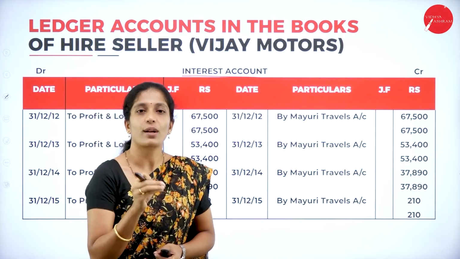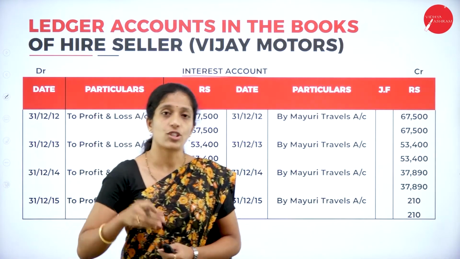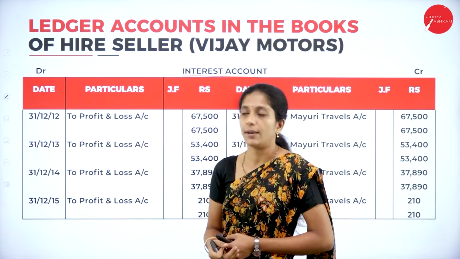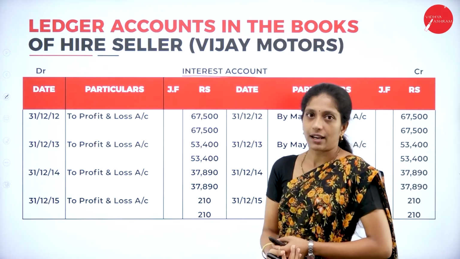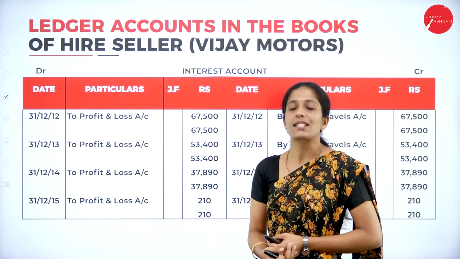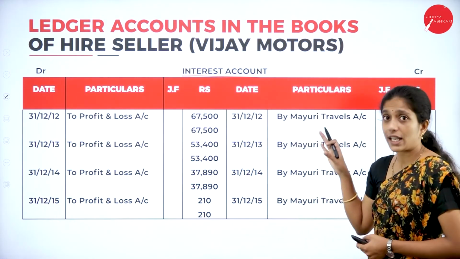So the asset is not there in the hands of the hire seller, so no need to calculate depreciation. So depreciation will be charged by whom? By the hire purchaser. Now, interest account. So for interest due, what is the entry? Hire purchaser account debit to interest account. So how do you record in your interest account?